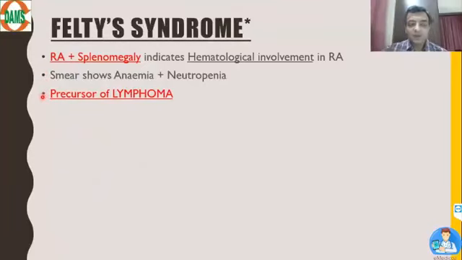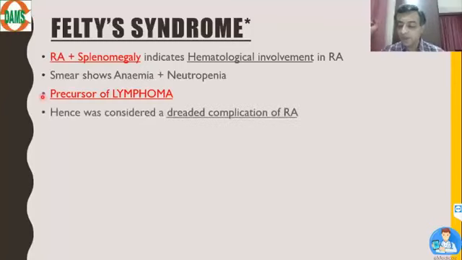Why is Felty's syndrome important? Because it is a precursor of lymphoma. Hence it was considered a dreaded complication of RA. Felty's syndrome was considered dangerous because it can lead to lymphoma, which can lead to death of the patient.